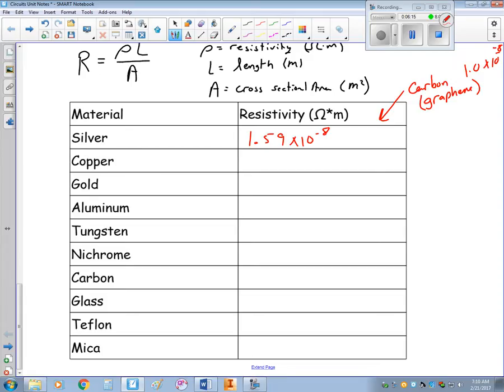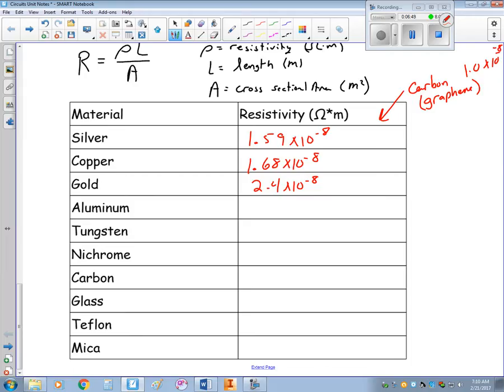Copper, 1.68. So notice that copper is more resistive than silver. It makes you wonder, why do we use copper to wire our homes and not silver? I'll let you ponder that, but you probably already know the answer. Gold. Don't be fooled by the commercials that tell you that a certain earbud or a certain headphone has gold wires and that makes it better. In fact, gold is more resistive than copper.